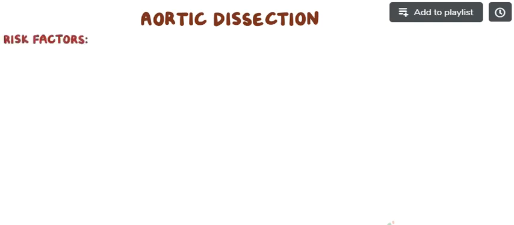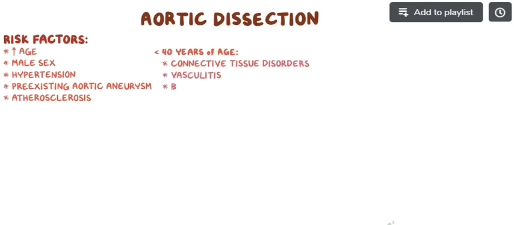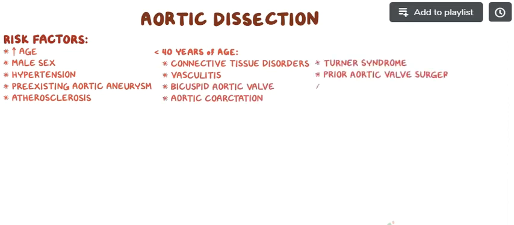Risk factors for aortic dissection include advancing age, male sex, hypertension, pre-existing aortic aneurysm, and atherosclerosis. For individuals under 40 years of age, other risk factors are often present, such as connective tissue disorders, vasculitis, bicuspid aortic valve, aortic coarctation, Turner syndrome, prior aortic valve surgery, trauma, and the use of amphetamines or cocaine.